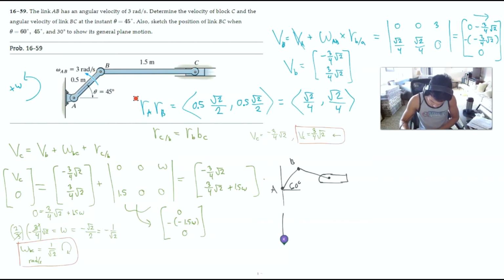And then same thing again. 60. Oh no, it's not 60. I want to see. I don't even know why they want that. Okay, there's really no need for me to draw this at 45 degrees because they did it for us. So I'm going to draw it at 30 degrees.